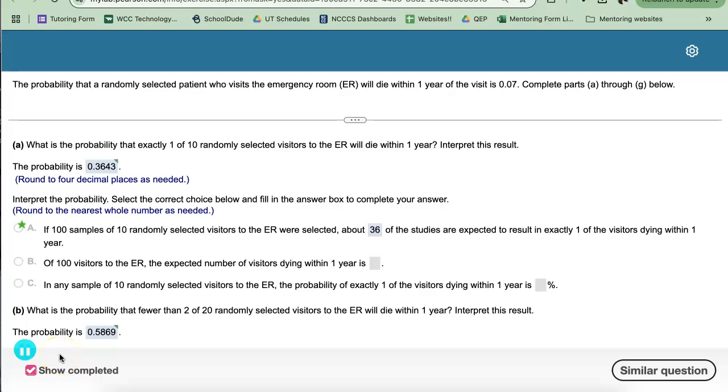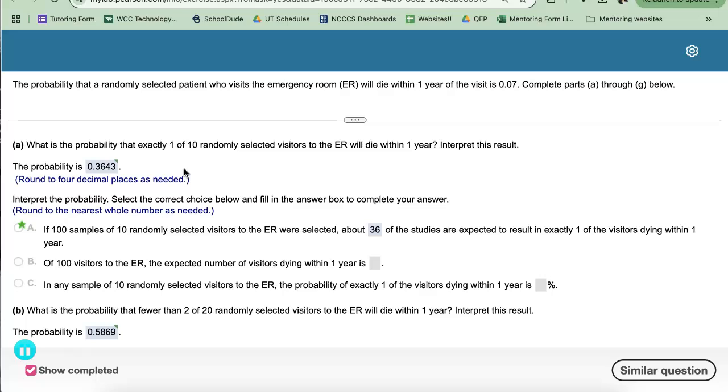In this video, I'm going to go through the first few steps or parts of finding probabilities in a binomial experiment. So we're told here that the probability a randomly selected patient who visits the ER will die within 1 year of the visit is 0.07. And let's look at this part. What is the probability that exactly 1 of 10 randomly selected visitors to the ER will die within 1 year? And we'll interpret the result.